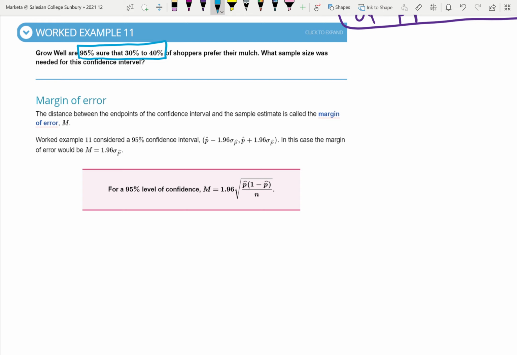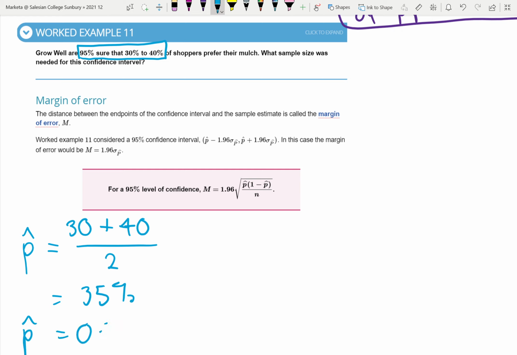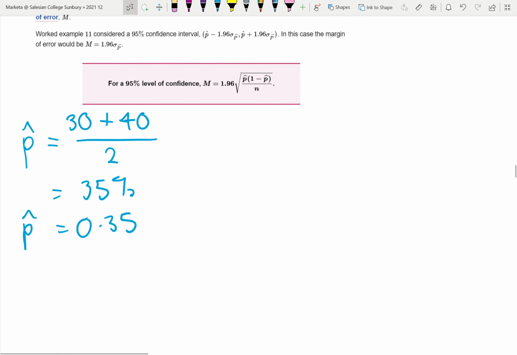So what I'll do first, it's between 30 and 40%. So p hat is going to be right between those, so it's going to be 35%. And if they were values where it's not easy to see the middle, you can do the average. So you add them together, and I might just do that. It's unnecessary in this case, but for the sake of showing you the way. So 35%, so p hat is going to be 0.35. Okay, so we also know that our Z value, because we're 95% sure, the Z value must equal 1.96.